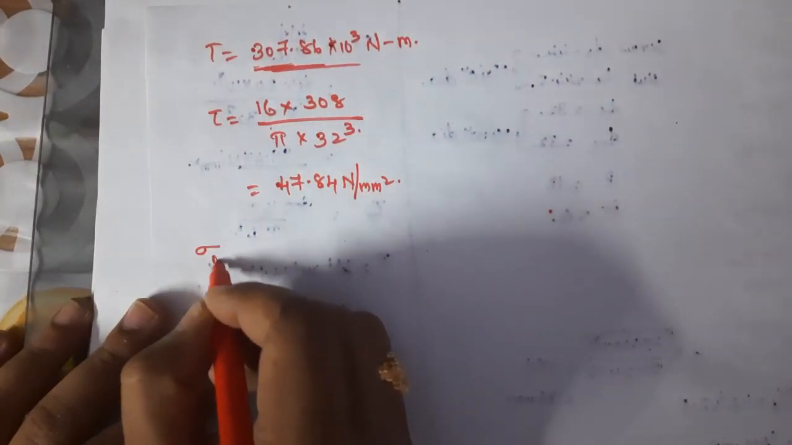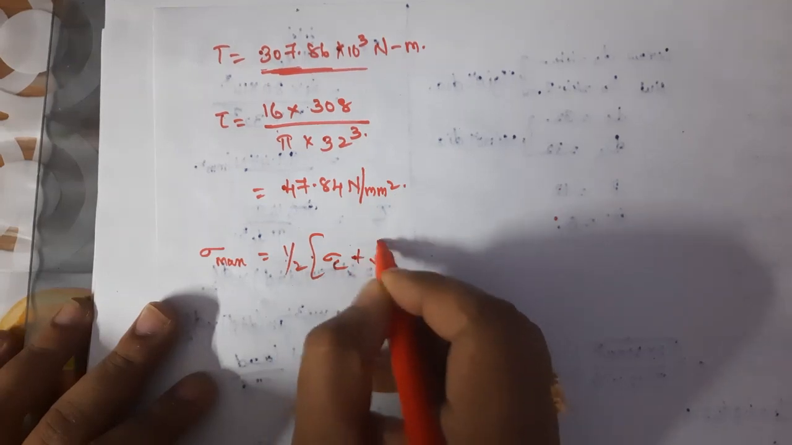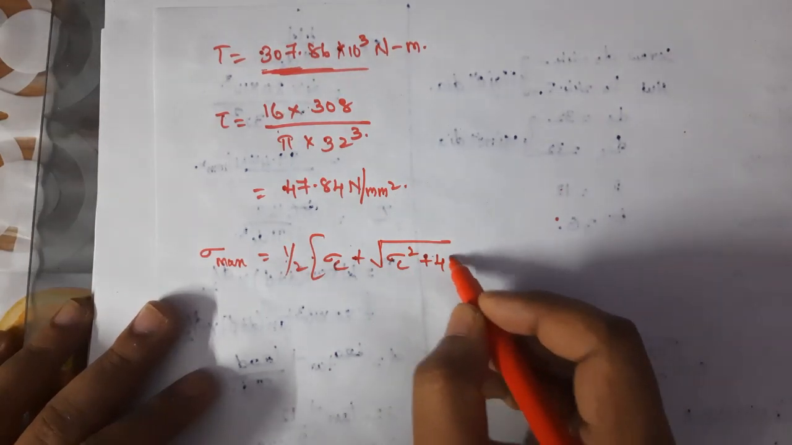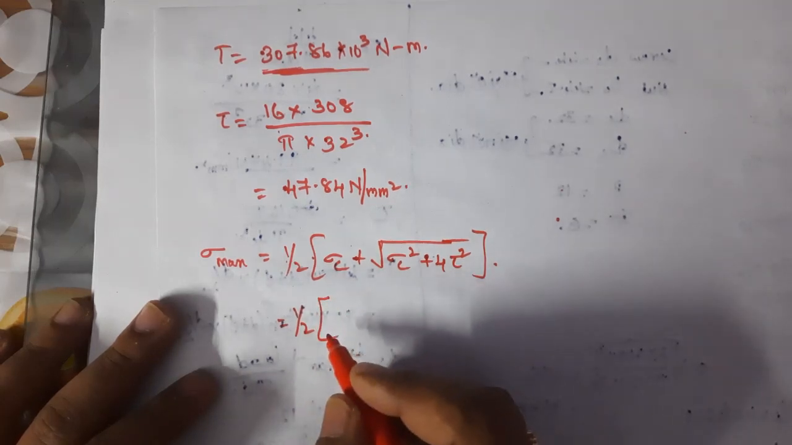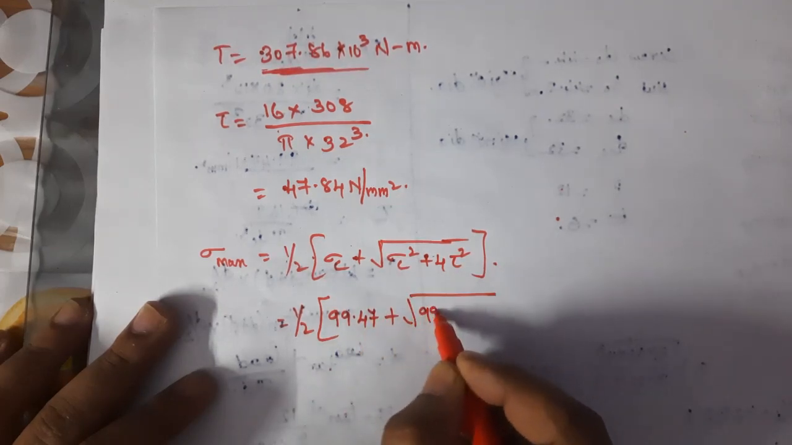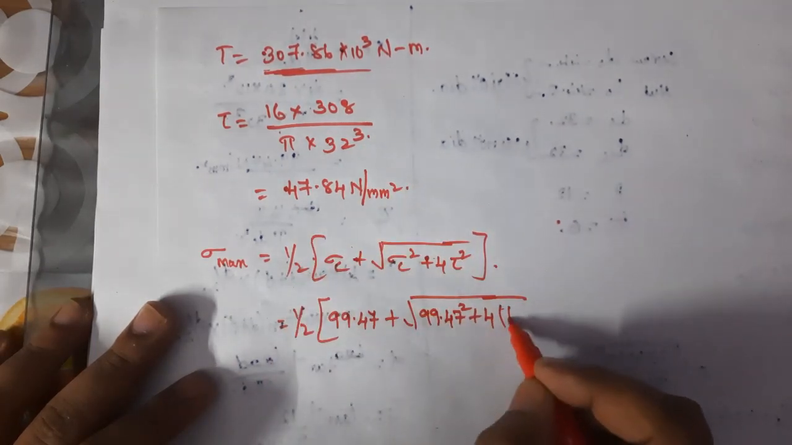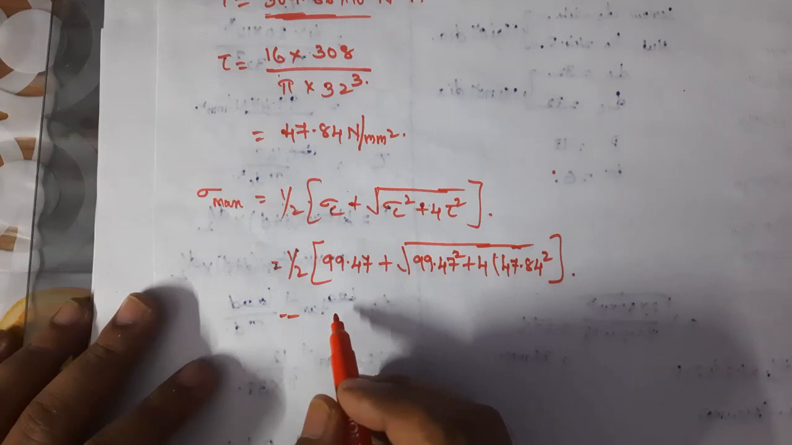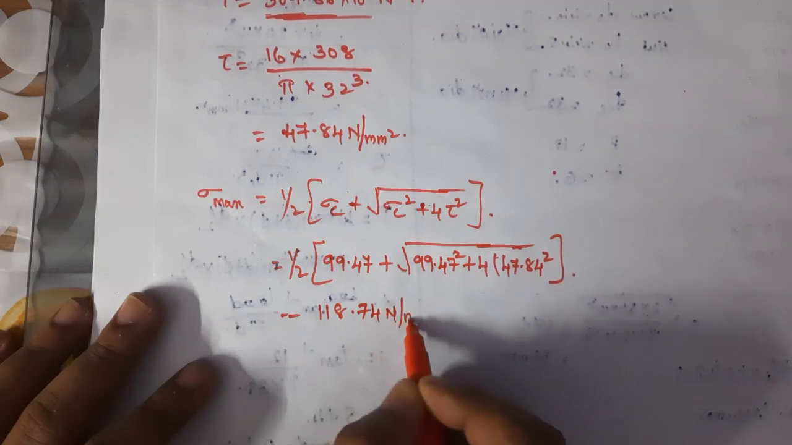So sigma max is equal to half of sigma c plus root over sigma c square plus 4 into tau square. So half of sigma c, where sigma c value is 99.47 that we have calculated, plus root over 99.47 square plus 4 into tau square, 47.84 square. After calculation I have got an answer of 118.74 Newton per mm square.